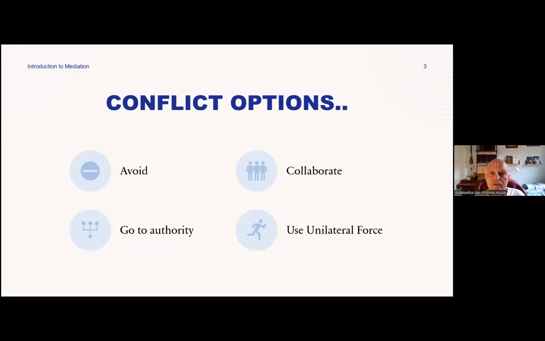So when there is a conflict, four things might happen. People might avoid it. They might figure out how to collaborate. They might go to some authority for a resolution, or they may try to use unilateral force, from hierarchical to physical to legal. So our area of dispute resolution, alternative dispute resolution, is to learn how to collaborate.